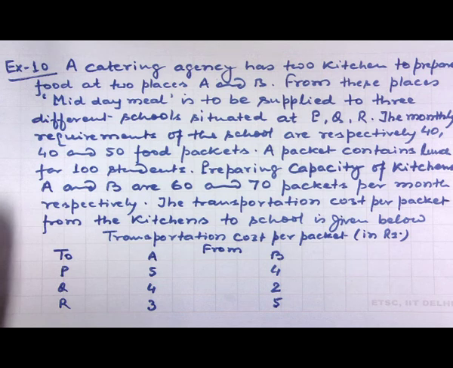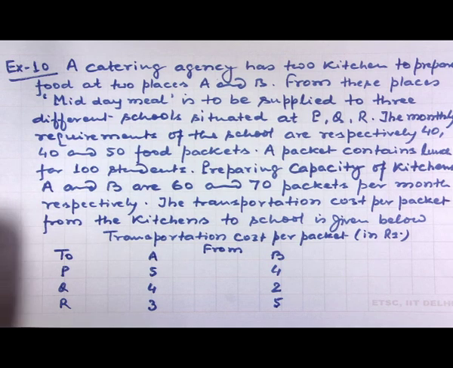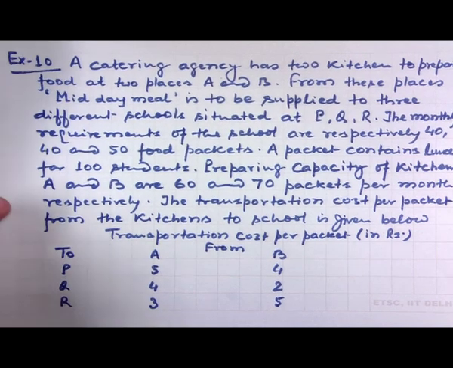The transportation cost per packet from the kitchen to school is given below. Transportation cost per packet in rupees: A to P 5 rupees, B to P 4 rupees, A to Q 4 rupees, B to Q 2 rupees, A to R 3 rupees, B to R 5 rupees.